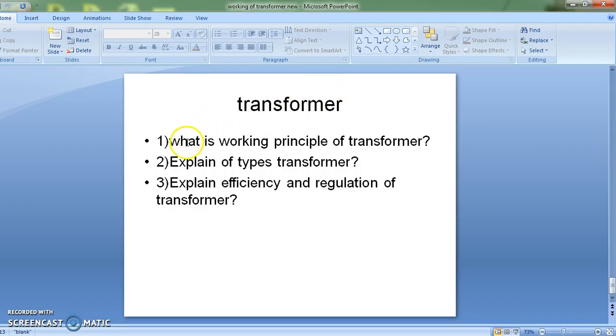Transformer. What is the working principle of transformer? Explain types of the transformer. Explain efficiency and regulation of the transformer.